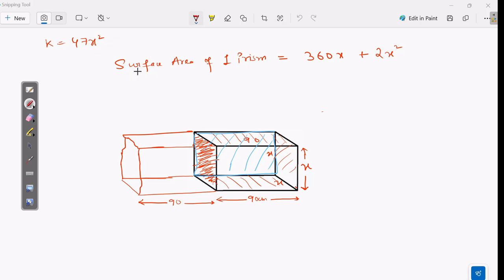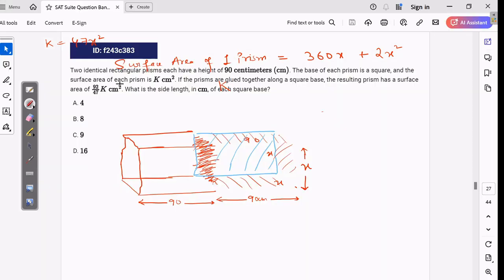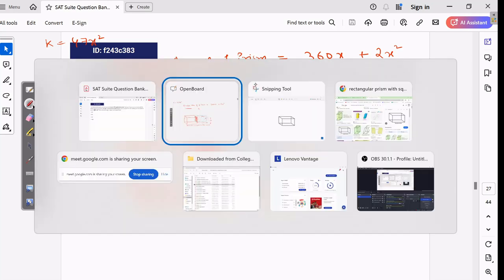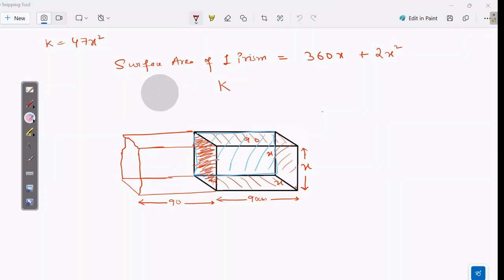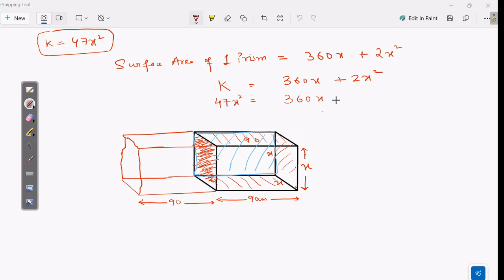And then they have given us that the surface area of one prism is k. They have given in the question that the surface area of each prism is k centimeter square, so we can put it equal to k. So k is equal to 360x plus 2x square, and you also have the value of k, which is 47x square. So in place of k, you can write 47x square, which is equal to 360x plus 2x square.